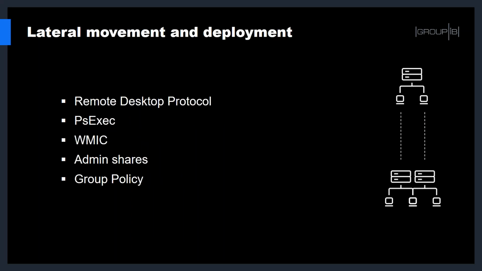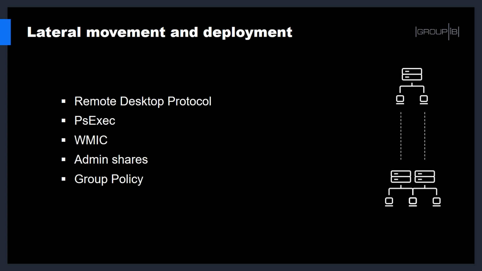Lateral movement and ransomware deployment. Those groups which were not very sophisticated typically used Remote Desktop Protocol to deploy ransomware, so they did it manually. Many groups used PsExec or PsExec and WMIC, so they used WMIC to copy a piece of ransomware to the host they needed, and they used PsExec or the same WMIC to execute it on remote hosts.